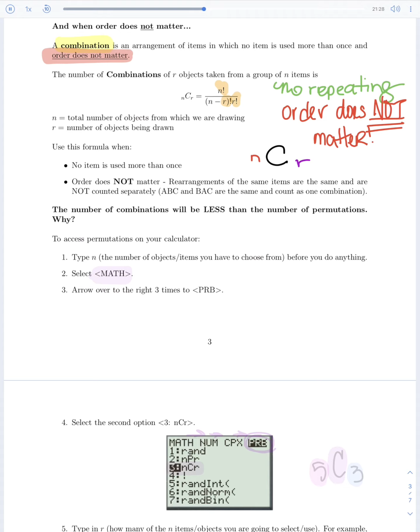Well, for example, in our last problem of first, second, and third place, order does matter. I would rather win first place than third. So it has a different meaning if I win first place versus third place. As opposed to just being chosen to be in some kind of club. If I'm chosen to be in some kind of club, whether I'm chosen first or last, it doesn't matter. I'm a part of the club. That's when order does not matter.